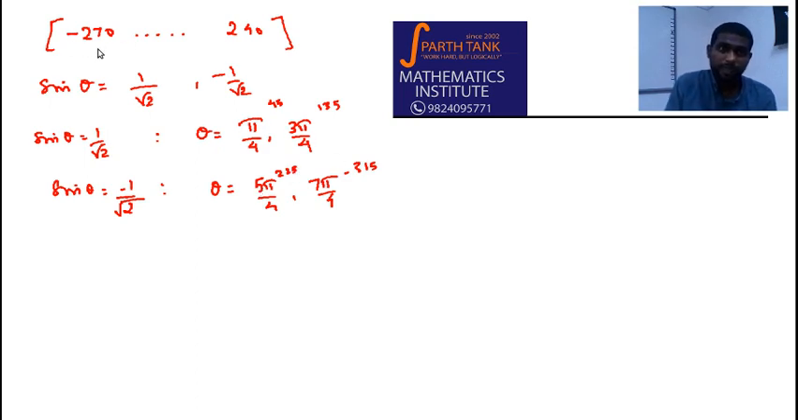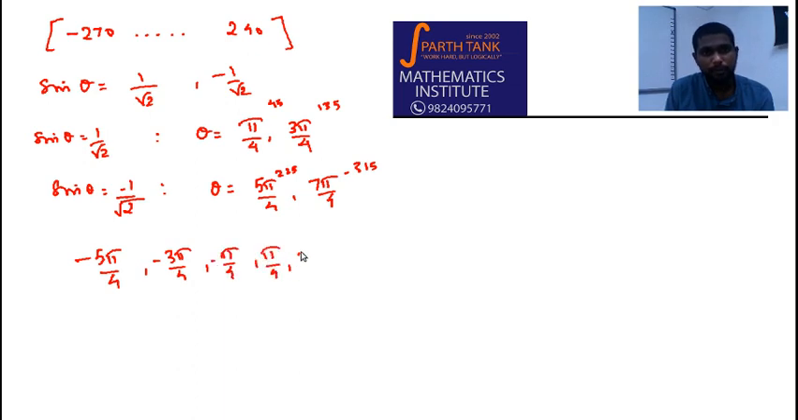So same way in the negative side also all these three values can be there, because on the negative side minus 45 and minus 135 will be for sin theta is minus 1 by root 2, and minus 225 will be sin theta is equal to 1 by root 2. Therefore the actual solutions are minus 5 pi by 4, minus 3 pi by 4, minus pi by 4, then pi by 4, 3 pi by 4 and 5 pi by 4 in this range.